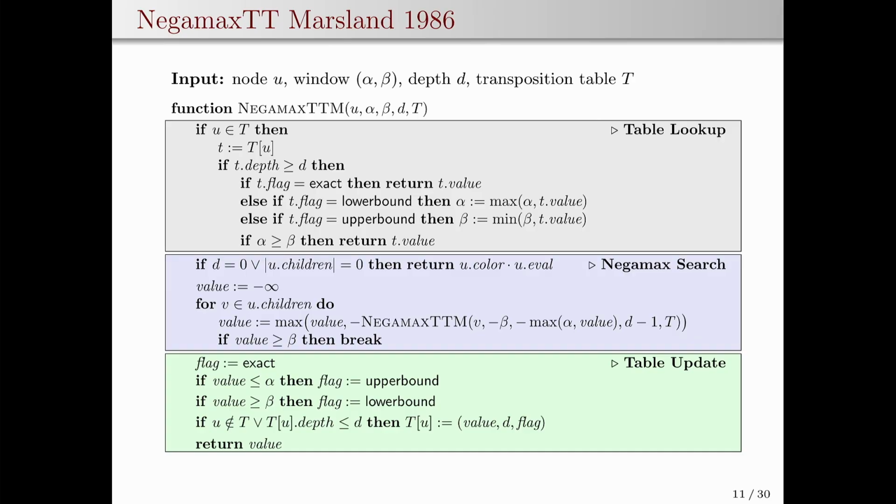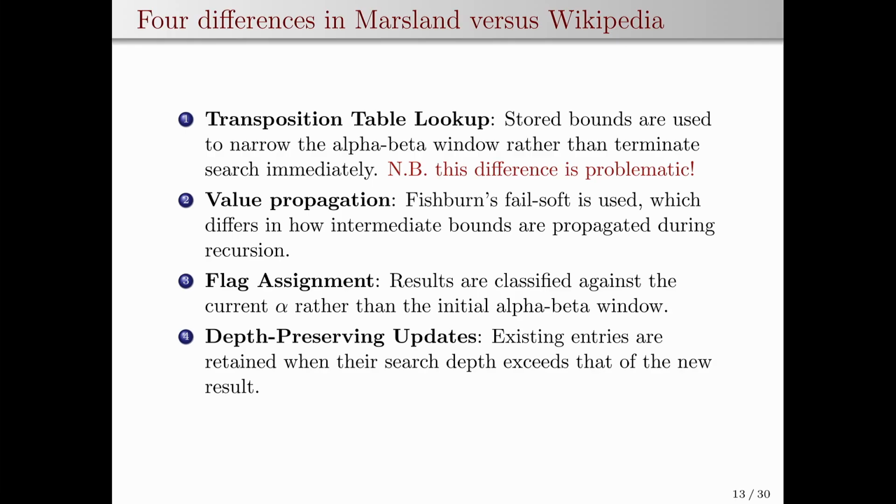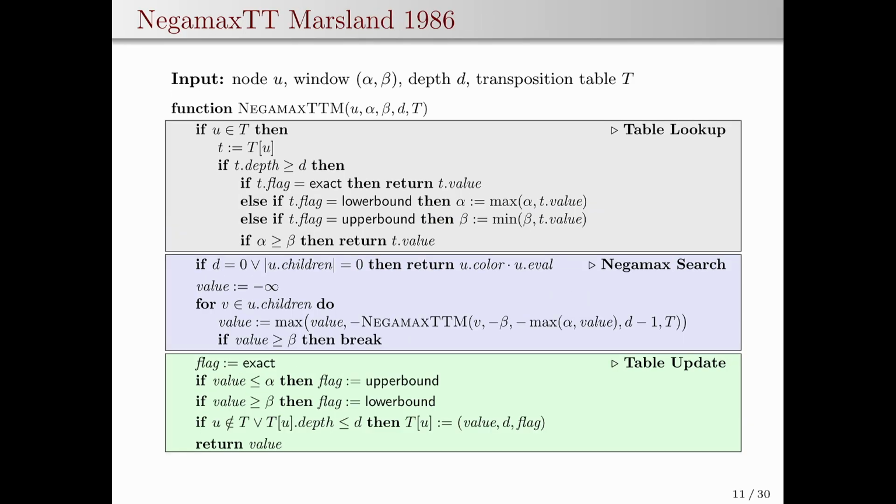We are going to look at 2 different algorithms with those settings. One is a classic algorithm from Marsland from 1986, which uses those 3 features, and the other one is the current version on Wikipedia. There are 4 differences between those 2 algorithms, but I will only focus on the first one. Let me go back and explain a bit about the structure of those 2 algorithms.